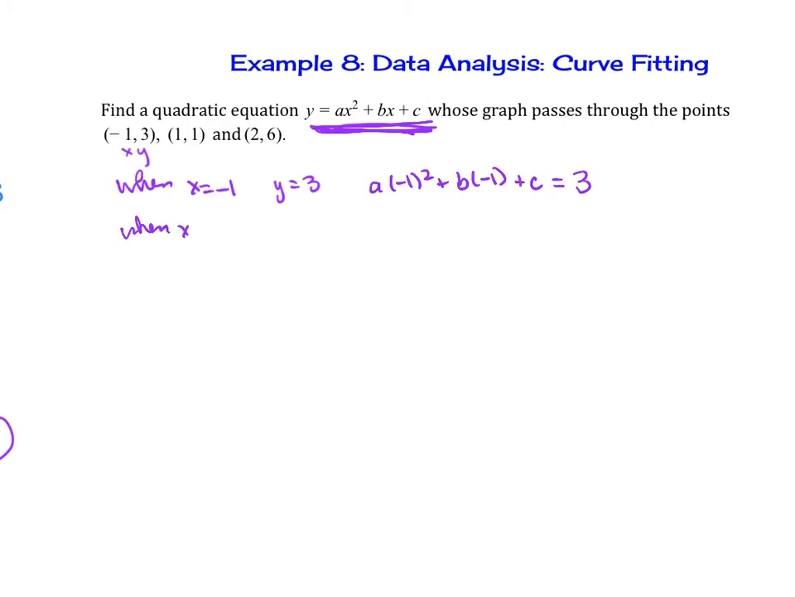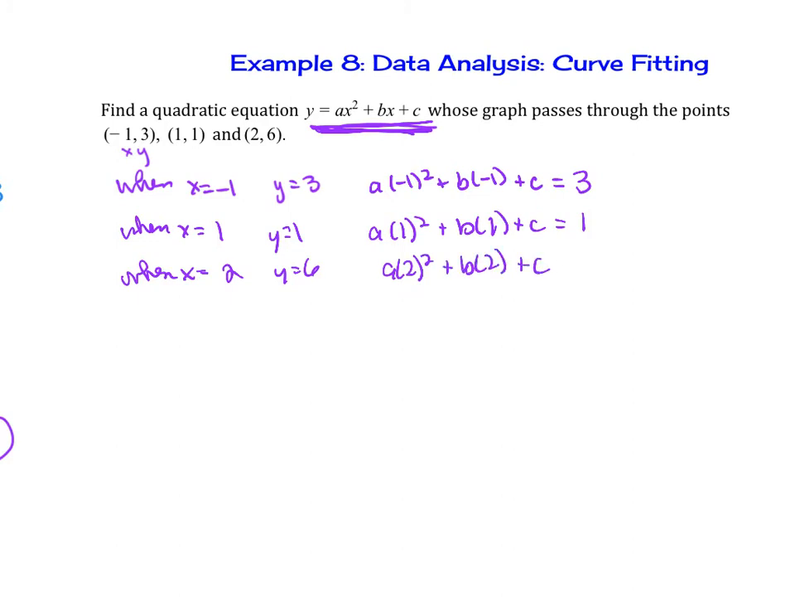Then when x equals 1, y equals 1. So a times 1 squared plus b times 1 plus c equals 1. Then the last one is when x equals 2, y equals 6. So it's a times 2 squared plus b times 2 plus c equals 6. So let's simplify this a little bit. Equation 1 will end up being just a minus b plus c equals 3. Equation 2 is a plus b plus c equals 1. Then the third equation is 4a plus 2b plus c equals 6.